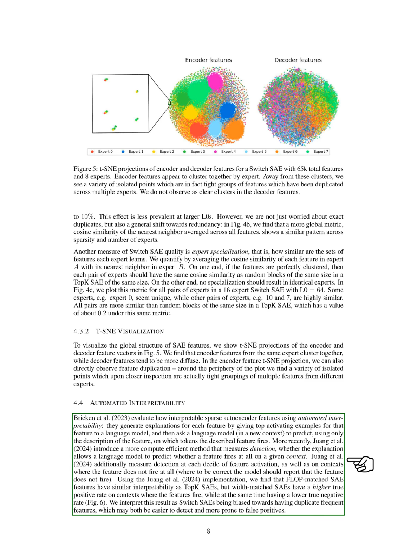We also measure this detection across different levels of feature activation and in contexts where the feature does not activate, where the model should correctly indicate that the feature is inactive. From our findings, we see that features from flop-matched SAEs have a similar level of interpretability as those from top-K SAEs. However, width-matched SAEs show a higher true positive rate in contexts where the features activate, but they also have a lower true negative rate. We interpret this as indicating that switch SAEs may be biased towards having duplicate frequent features, which could make them easier to detect but also more likely to produce false positives.